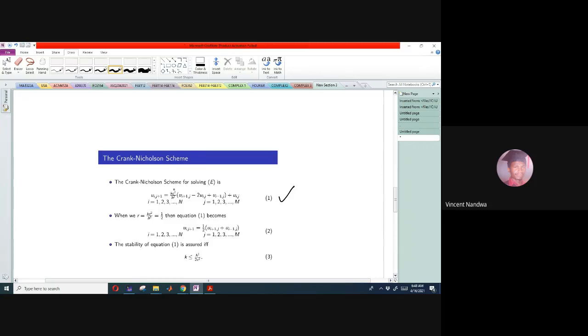And then when this factor k c squared over h squared is half, this equation reduces to this form. And the stability of this method is assured if and only if k is less than or equal to h squared over 2 c squared. So let's do an example to see how we can solve a heat equation.